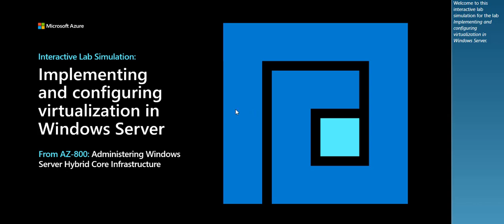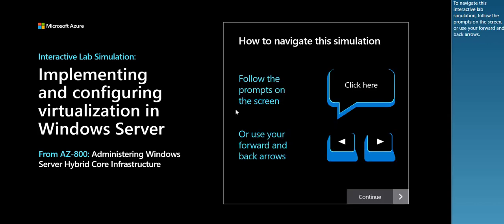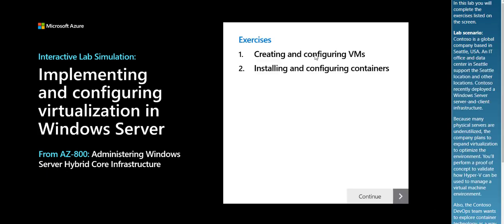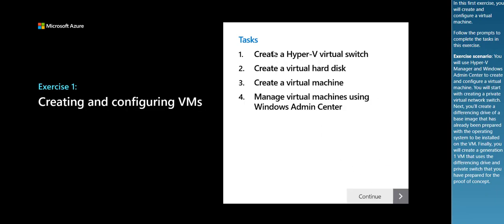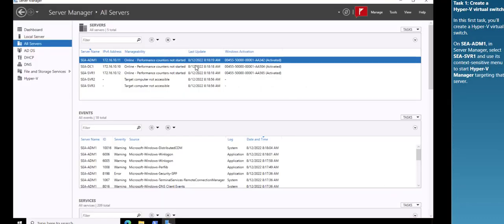Welcome to this interactive lab simulation for the lab Implementing and Configuring Virtualization in Windows Server. To navigate this interactive lab simulation, follow the prompts on the screen or use your forward and back arrow. In this lab, you'll complete the exercises listed on the screen. In this first exercise, you'll create and configure a virtual machine. Follow the prompts to complete the tasks in this exercise.